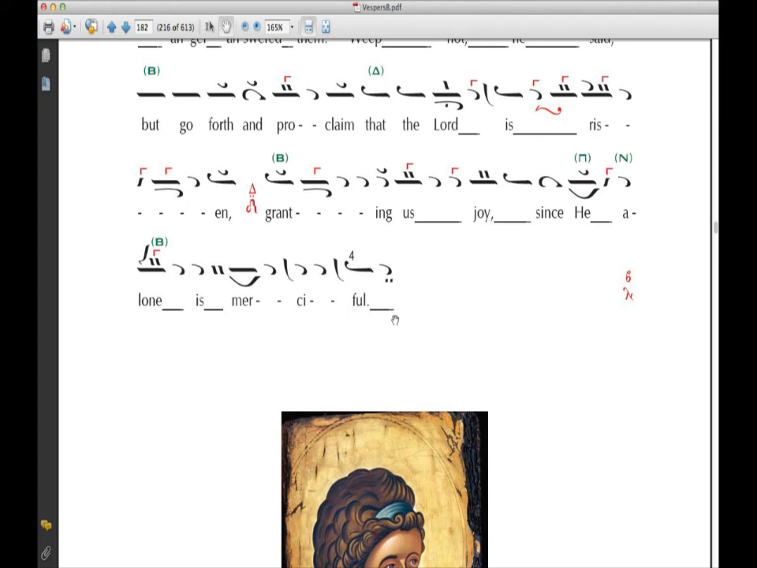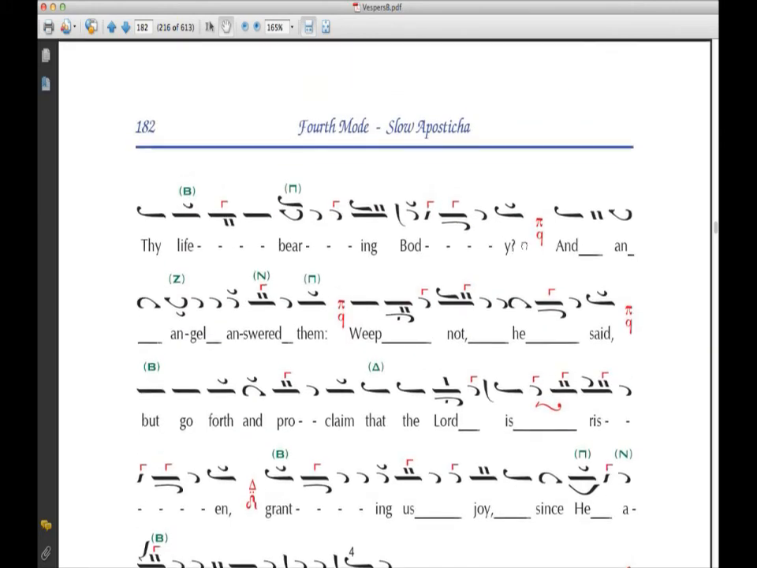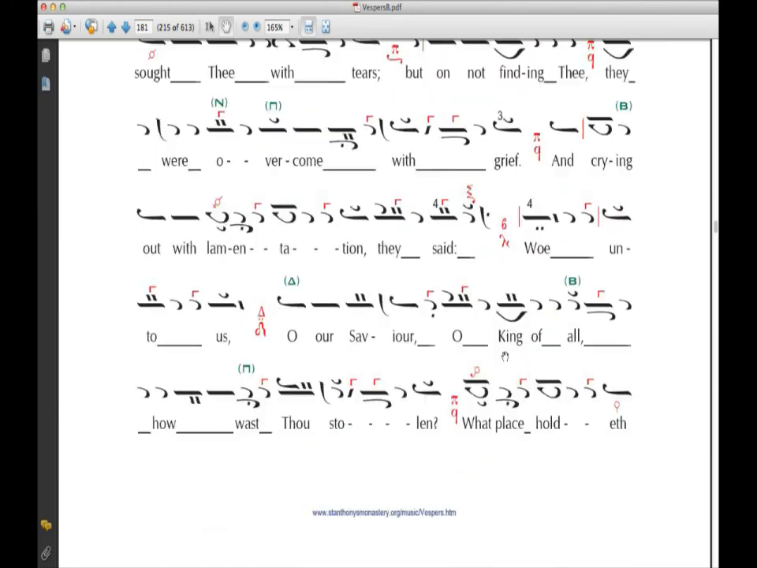Granting us joy, since he alone is merciful. Okay, I know what I did. I got caught on that gorgon. Oh yeah, that's one of those combos that you don't always see. Well, yeah, it's a jump up with kind of a queer. Yeah, and I think you can kind of see how you can pull on it when it's talking about people saying things and woe unto us and things. You can kind of pull and go back and forth out of rhythm if you want to.